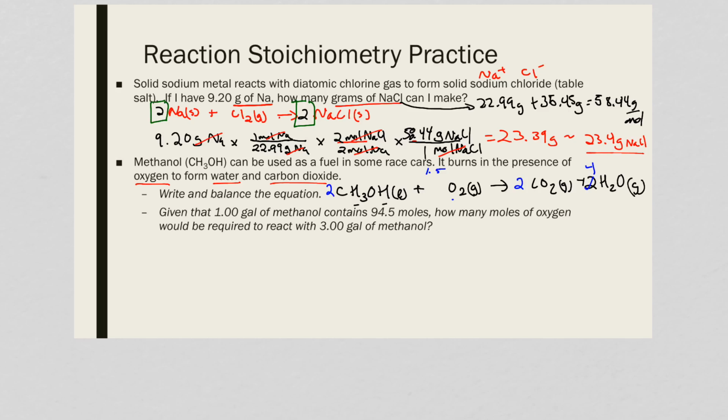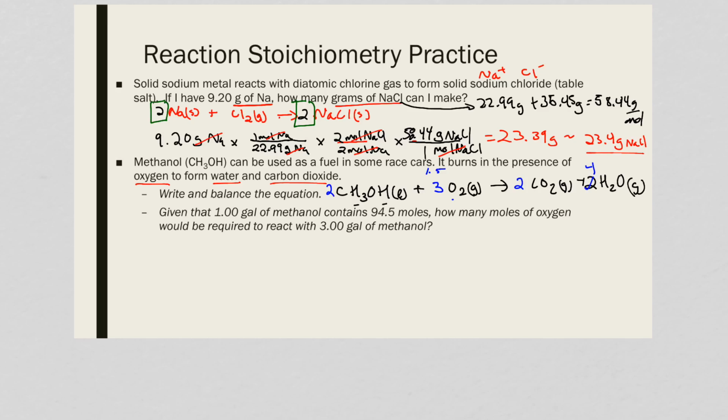Now on this side I have 2 times 2, 4 oxygens from my CO2, 4 times 1 of 4 from my water, so I have a total of 8. Now remember, I already have 2 in the methanol, so that means I need 6 more, or I can put a 3 here so that I end up with 8 oxygens on both sides. So now I have my balanced equation with coefficients of 2, 3, 2, and 4. And now I can set about solving the problems.